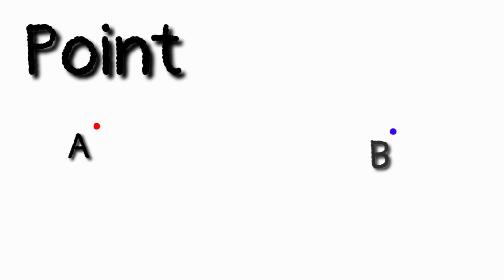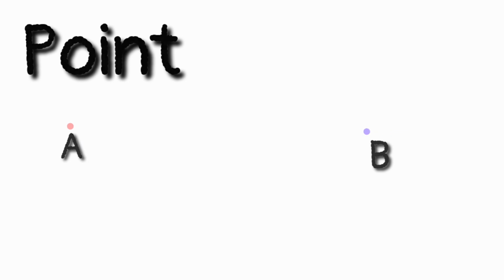See children, you know very well that geometry starts with the term point. Can you define the term point? We can say it is a small dot made by a sharp pencil on a plane, isn't it? Here you can see two points, point A and point B. Usually we use capital letters to represent points.